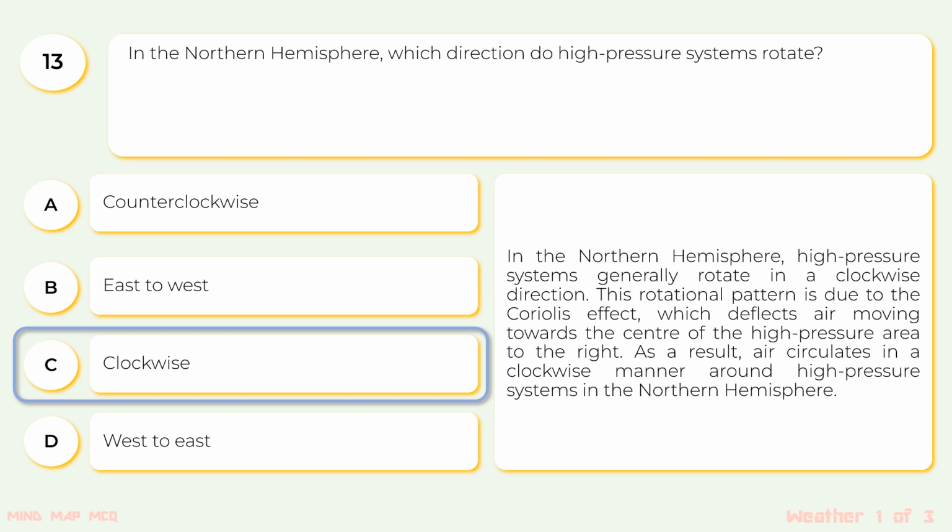This rotational pattern is due to the Coriolis effect, which deflects air moving towards the center of the high pressure area to the right. As a result, air circulates in a clockwise manner around high pressure systems in the northern hemisphere.